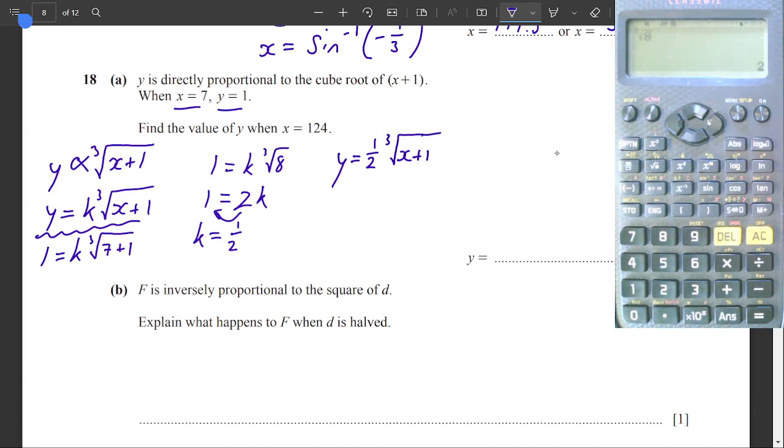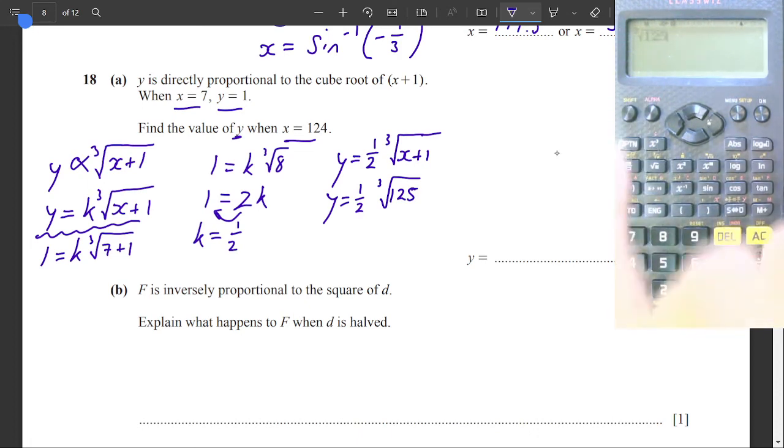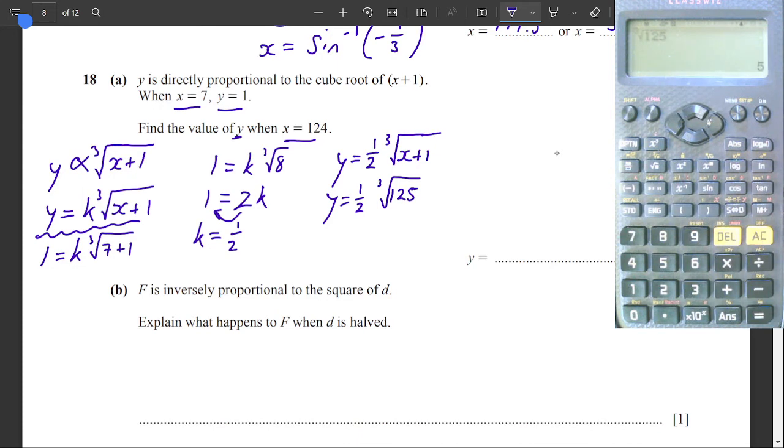Excellent. Now we can work out y by substituting x in there. So y will be a half of the cube root of 125. Now remember the cube root of 125, of course, is 5. Forgot that? Shift cube root 5. So that means we got a half of 5 is 2.5.